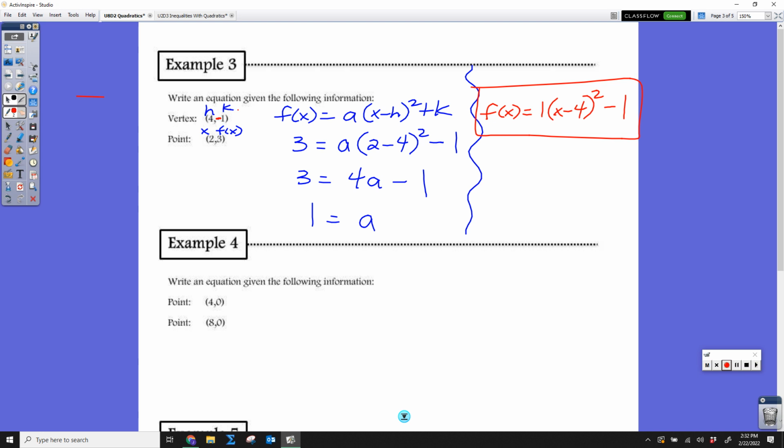All right, so example 4. Let me give you a moment, it won't take very long. I want you to try to write an equation for example 4. We'll check it here pretty quick.